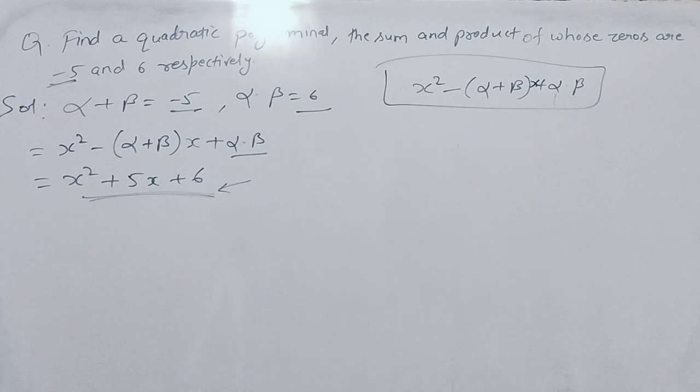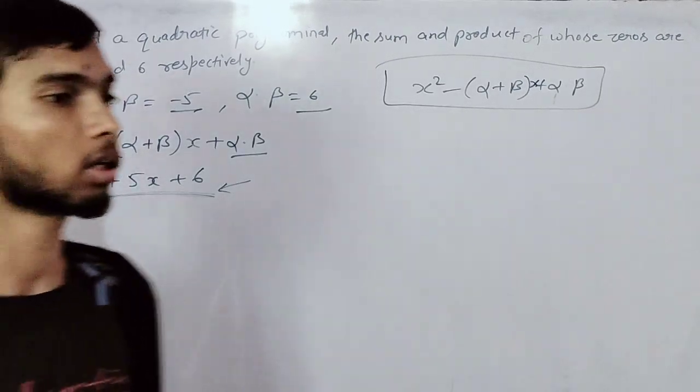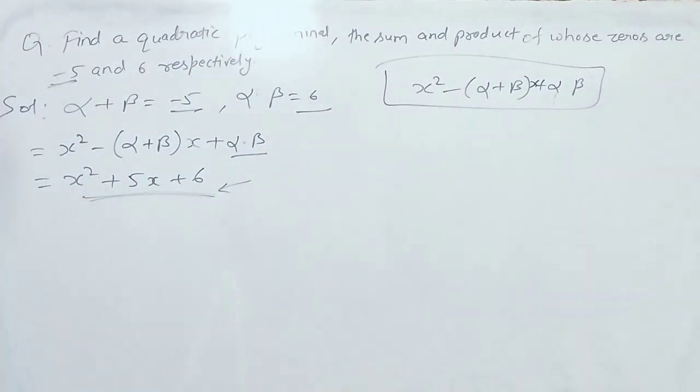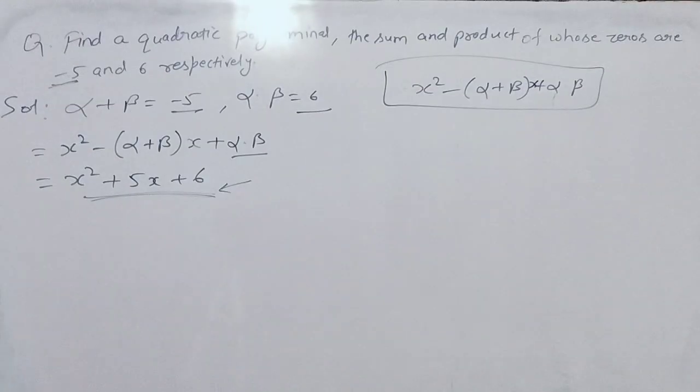So that's how you will find a quadratic polynomial when you have been given the two zeros of that polynomial. Now next.